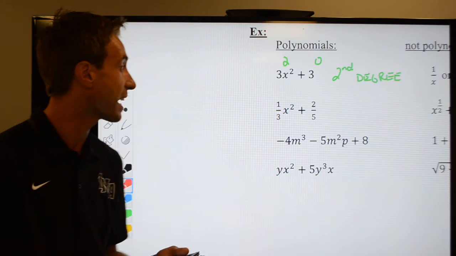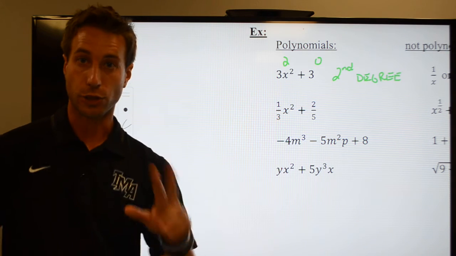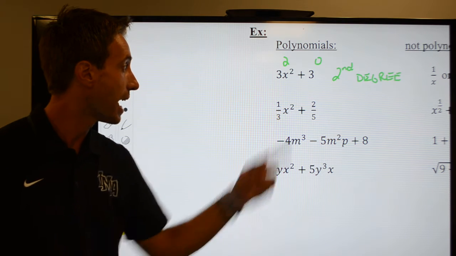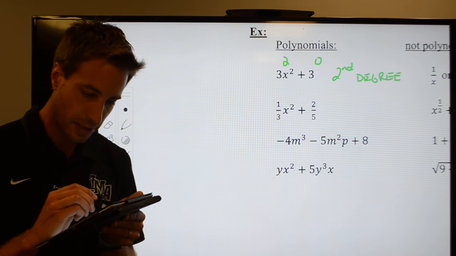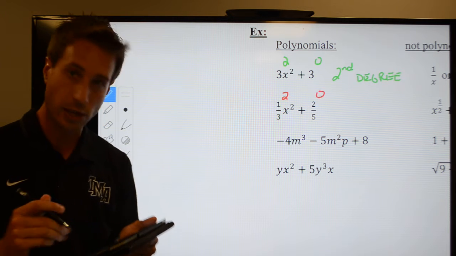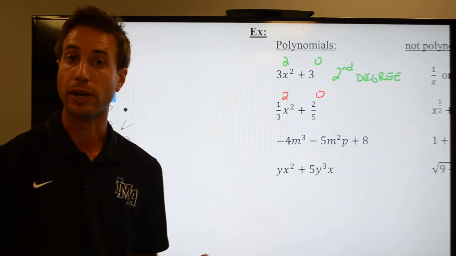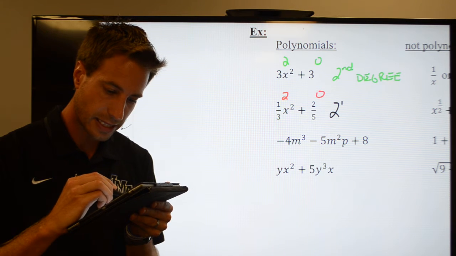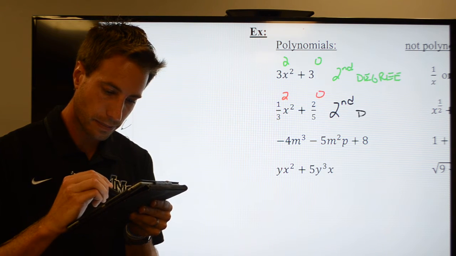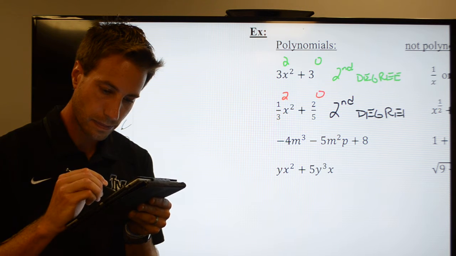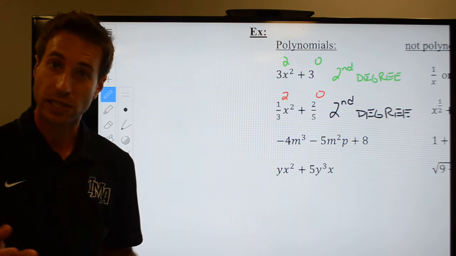Okay, in the next one, again, I have a 2-term polynomial. I need to figure out the degree of each of the terms, and I just simply look at the exponents. This is going to be a second degree term. This is going to be a 0 degree term, and in order to figure out the degree of the polynomial, I take the biggest one. Once again, we have a second degree polynomial. All right, let's keep going.